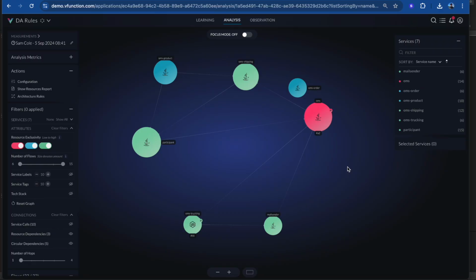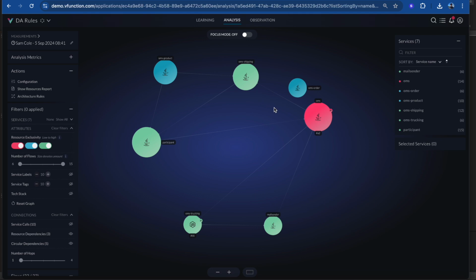So what you see here in front of you is a distributed system where each bubble represents a service. We see that there are a bunch of Java services, and there is one Node.js service. The sizes of the bubbles represent the centrality of these services within this environment or system, which means that the size relates to the number of flows that go through that service.